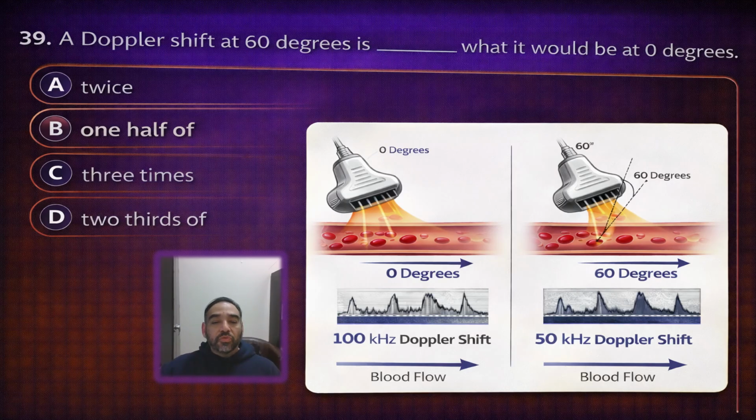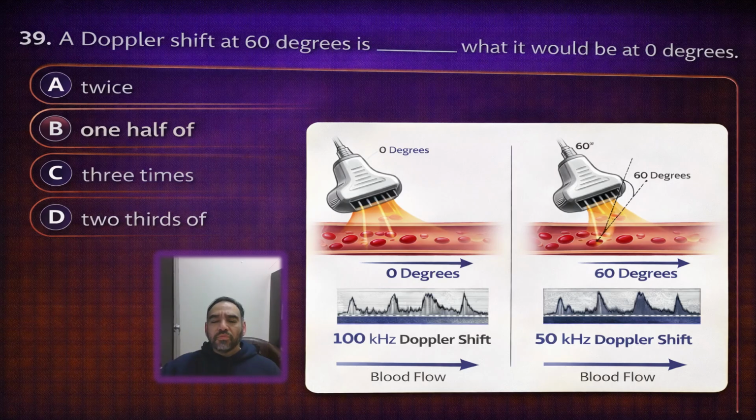Why are the other answers wrong? Twice: cosine never makes a Doppler shift larger than at 0 degrees, so 0 degrees is the maximum and you can't exceed it. 3 times is again impossible, since cosine values range from +1 to -1. You can't get 3 times the shift. The other one says 2/3 of, but cosine 60 is not 0.67. If you calculate it, it's 0.5, and that's why that's incorrect mathematically.